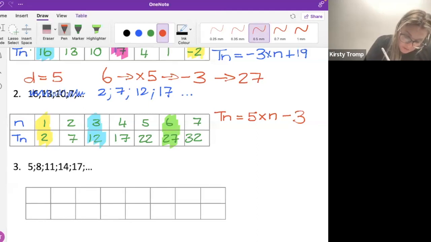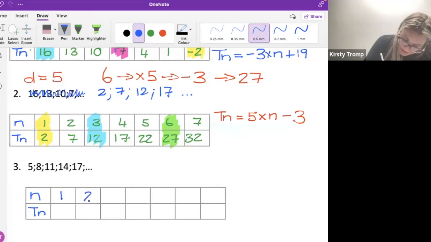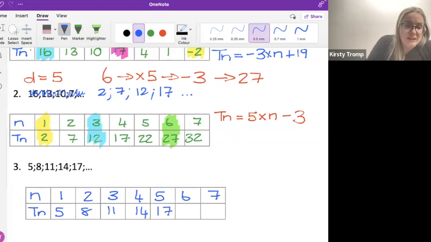Let's have a look at what we've got here. On the top, I've got n. On the bottom, I've got Tn. This is position 1, 2, 3, 4, 5, 6, and 7. And then I've got 5, 8, 11, 14, 17. And what am I doing each time? Good, guys. I'm adding 3. Nice. So 20 and 23.